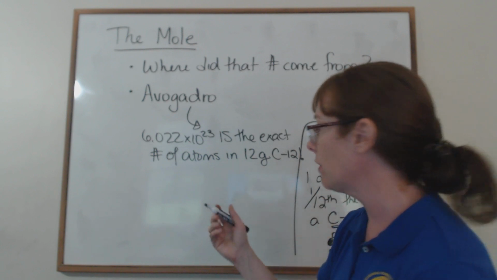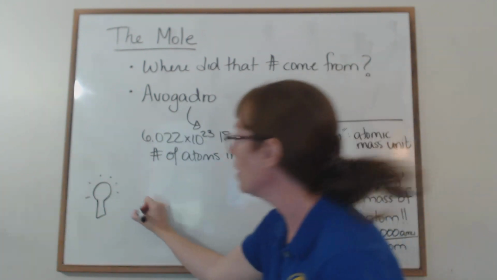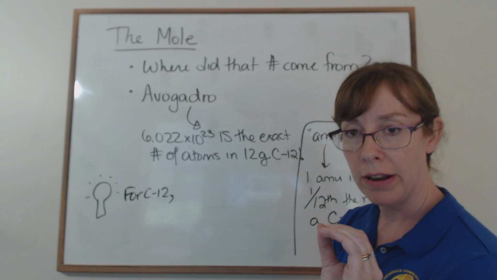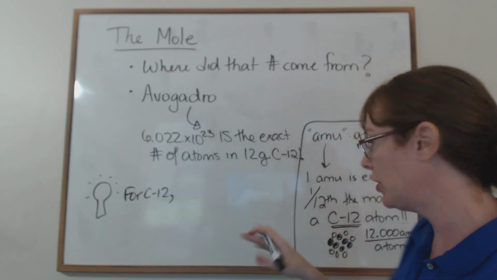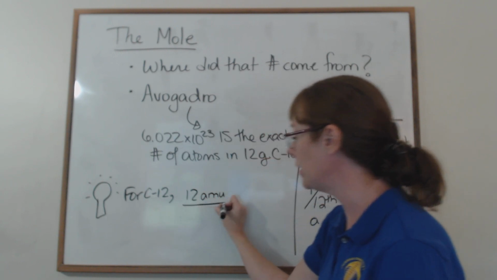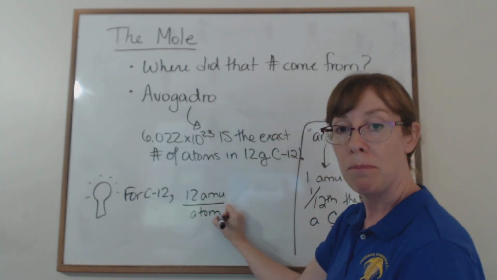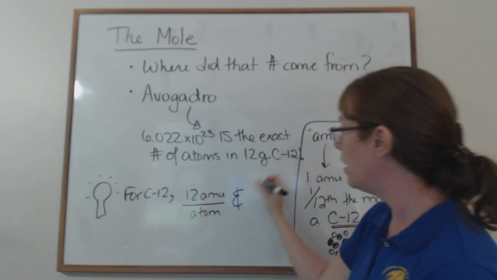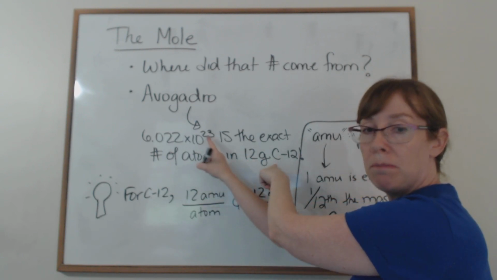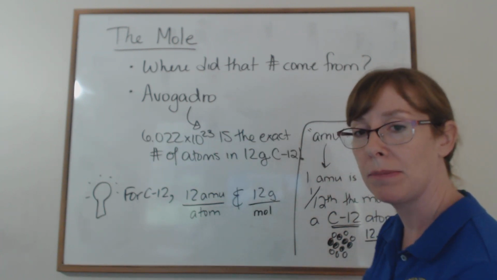So how does this all come together? I know it's really kind of hard to grasp, but let's at least try to have this little light bulb moment. For C12, this particular isotope of carbon, now we have two relationships. There are 12, I'll leave out the 0.00, there's 12 AMUs per atom, but also there are 12 grams per mole, because that's what he defined the mole to match, 12 grams.